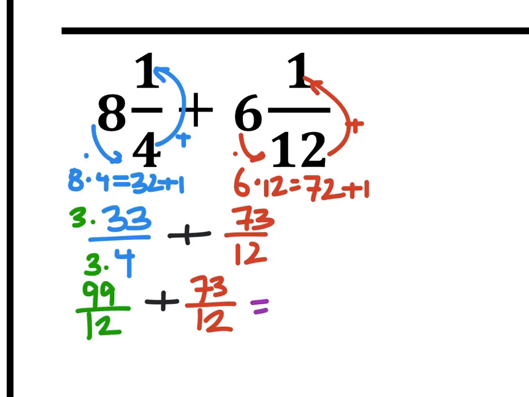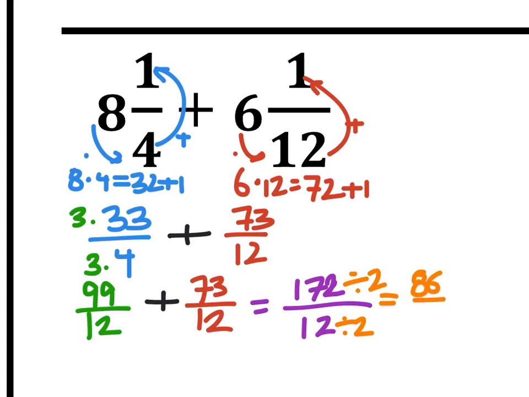So what does this give us in 12ths? Well, 99 plus 73, that's 172. And yeah, we have something that can be simplified at this point. Both of these are divisible by 2. Now, they could be divisible by another 2. I'm not sure yet, but we're going to find out. So 172 divided by 2, that would be 86. 12 divided by 2 is 6. So yeah, this is divisible once again by another 2. So I'm going to divide these by 2, which is going to give me 43 thirds.